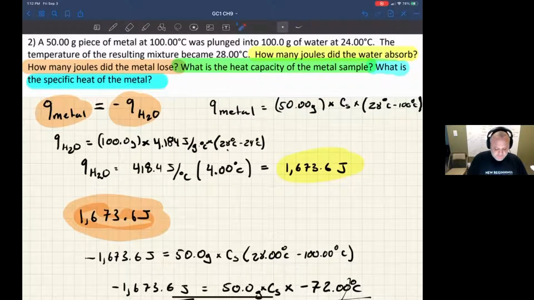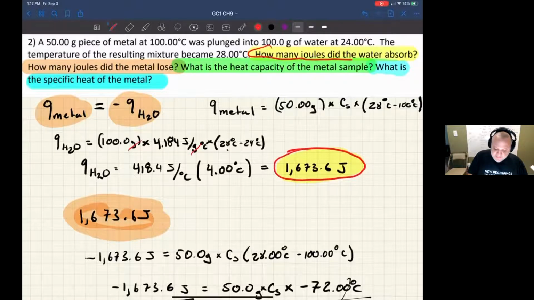So now let's go ahead and do the calculation. 100 times 4.184 would be 418.4 joules per degree C, the grams canceling. And then that leaves me with times 4 degrees C, which is what delta T would be. And at the end of the day, the result is 1673.6 joules, and that's how many joules the water absorbed.